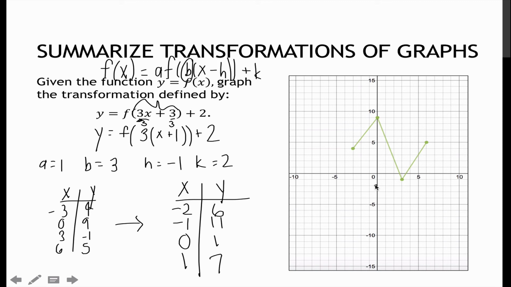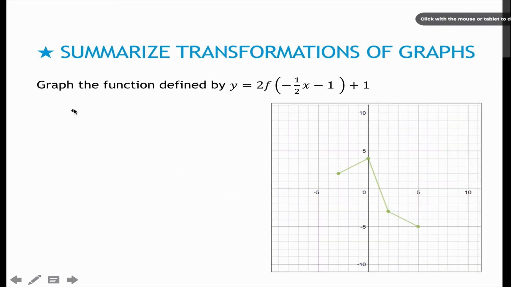Now for my graph, I'm going to just plot those points. And then, of course, I'll connect the dots in order. And as we can see, my graph was shifted up and to the right, but it also had that compression dealing with the 3. Here's a question for you to try on your own. So try this question, then press play to check your work.